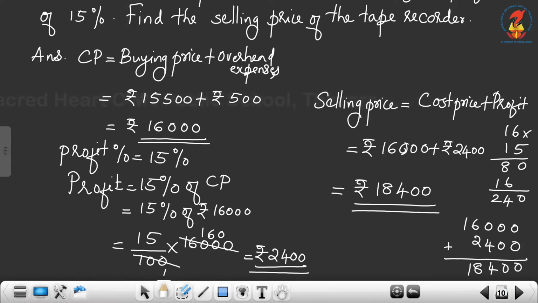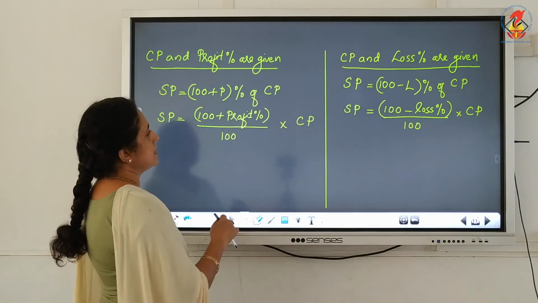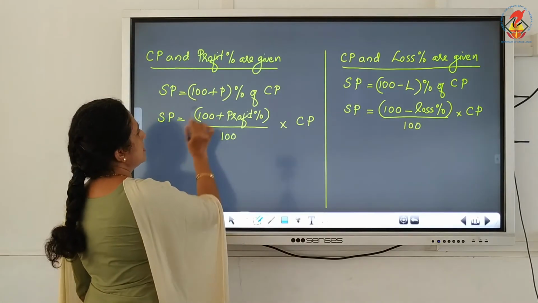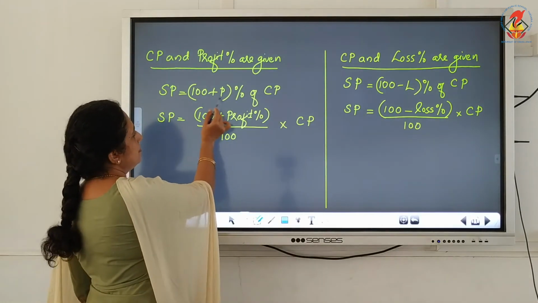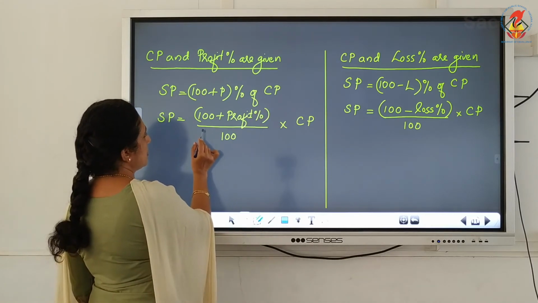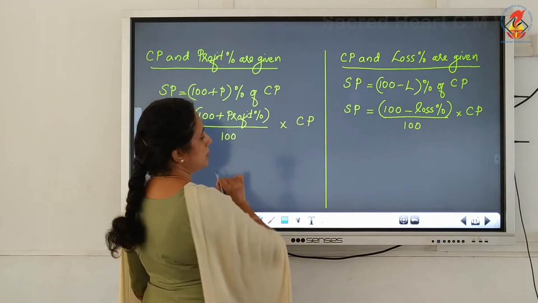So the selling price is equal to rupees 18,400. Now cost price and profit percentage are given. If you want, you can use the relation. We can find out the selling price directly, that is 100 plus profit percentage of a cost price. Or you can use this relation also, 100 plus profit percent divided by 100 into CP.